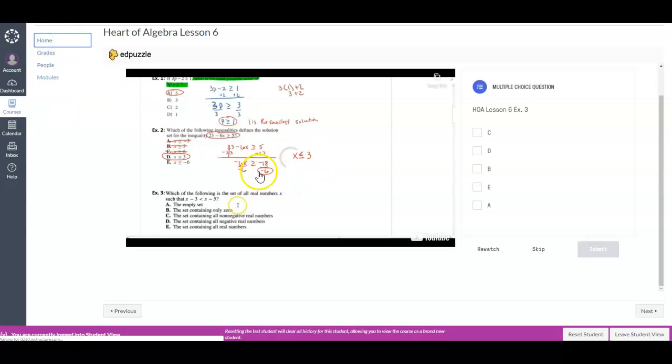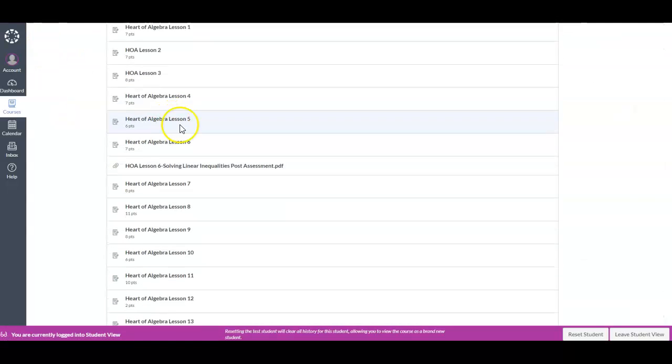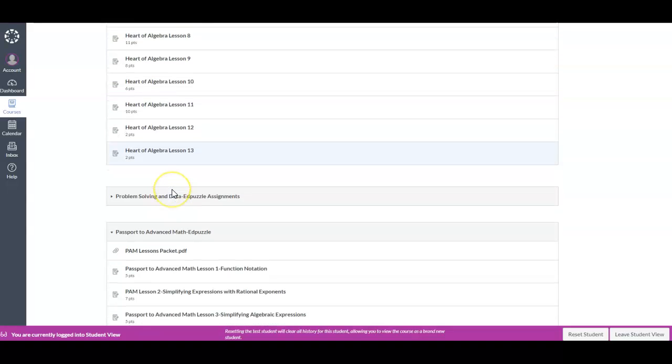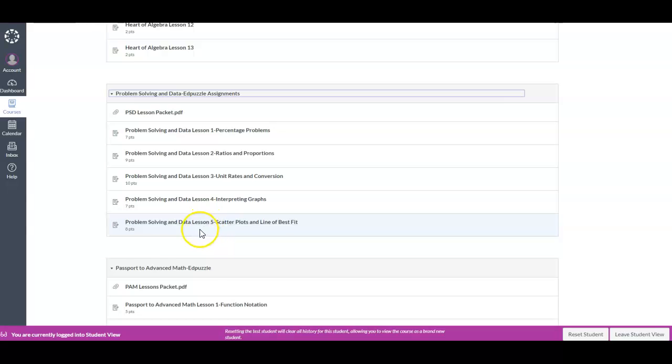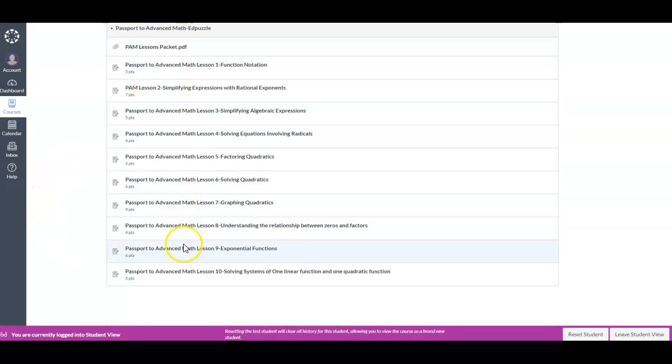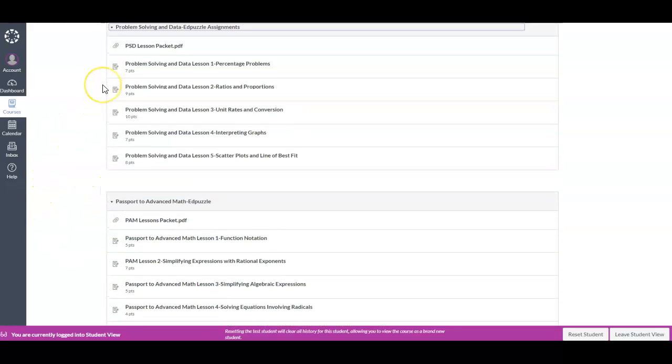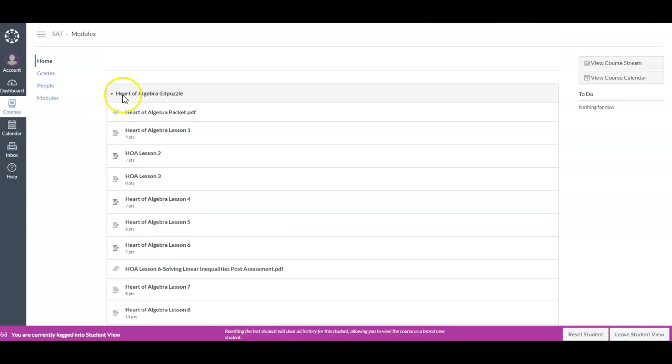And if you look, they have access to 13 Heart of Algebra lessons, right? They have all these problem solving and data lessons, and then the Passport to Advanced Math lessons. So how does this benefit teachers then?